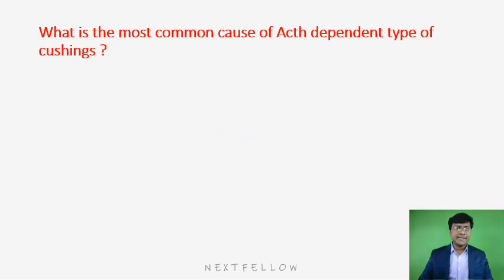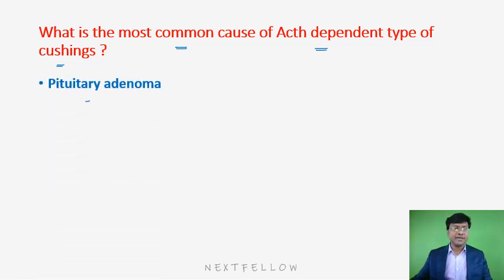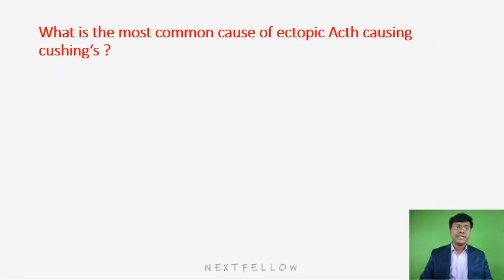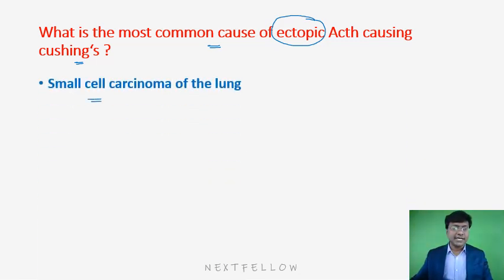What is the most common cause of ACTH dependent Cushing's? The most common cause is pituitary adenoma. And what type of pituitary adenoma is that? That is the corticotroph type of pituitary adenoma. Then you need to know the most common cause of ectopic ACTH production. For ectopic ACTH causing Cushing's, the most common cause will be small cell carcinoma of the lung, which is also called oat cell carcinoma of the lung.